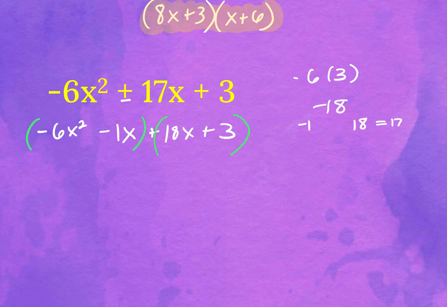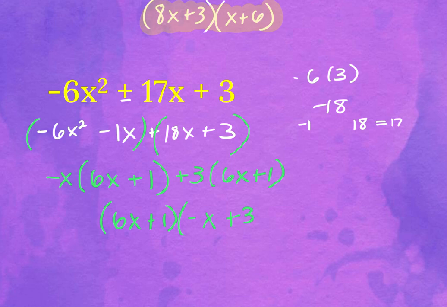Make sure that you get that negative with the 6x squared. What can I take out of both negative 6x squared and negative x? Negative x. Good. I can make it negative x, or you can make it positive and then change the sign in the second one. It doesn't matter. This would be 6x, sorry, plus 1. And then from the second set of parentheses, 3. Good. 6x plus 1. And I get 6x plus 1 times negative x plus 3.